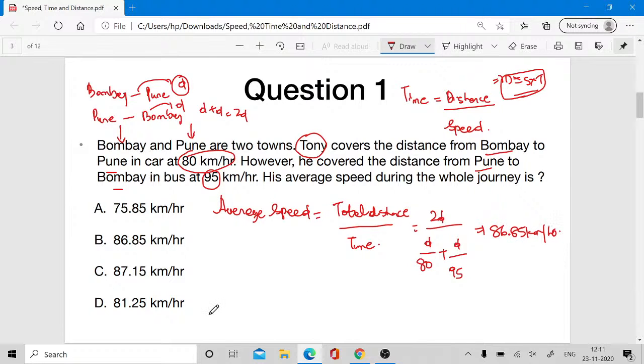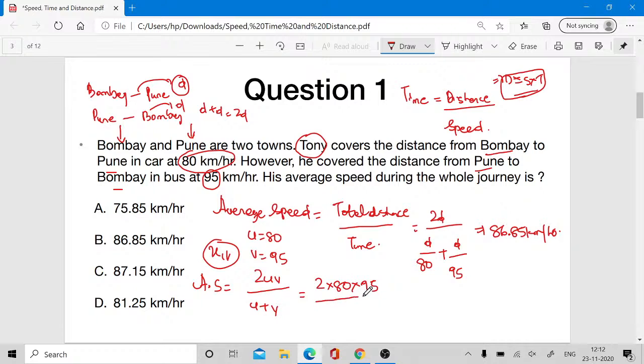There is one more formula you can use, which you know from your 8th standard, the UV formula. तो UV formula को कैसे use करो इधर? It is 2UV divided by U plus V. What is U here? U is equal to 80. What is V here? It is equal to 95. So this will become 2 into 80 into 95 divided by 80 plus 95.